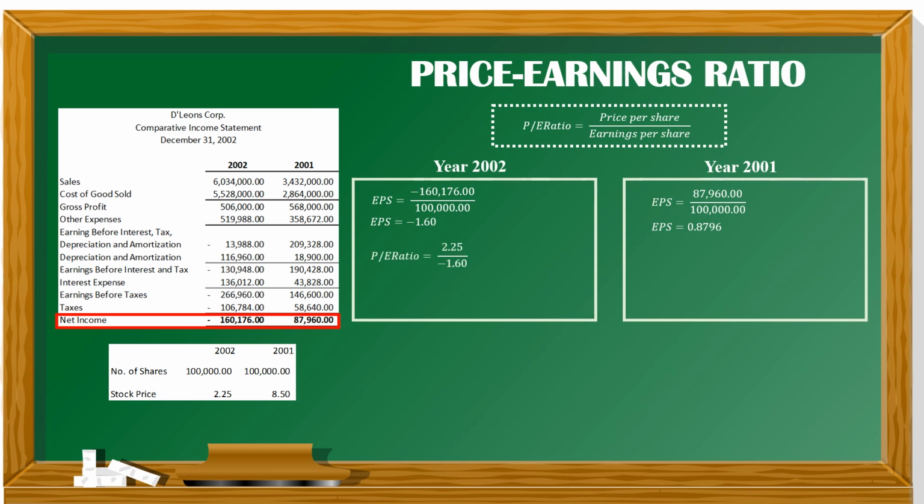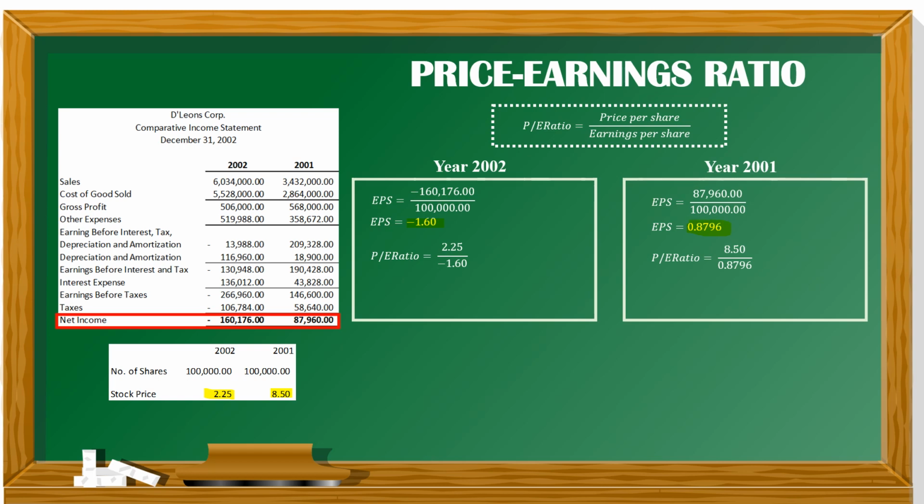Now, to get the PE ratio, again, we will be having the price per share. In 2002, we have 2.25 divided by the negative 1.6 EPS. In 2001, we have 8.5 price per share, and then 0.8796 earnings per share.